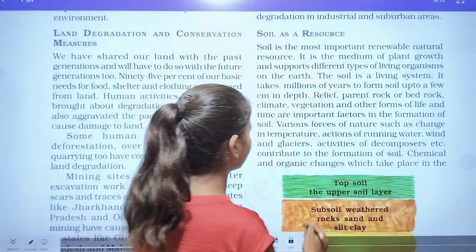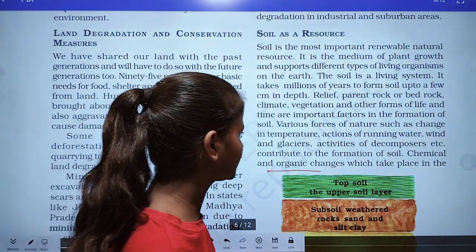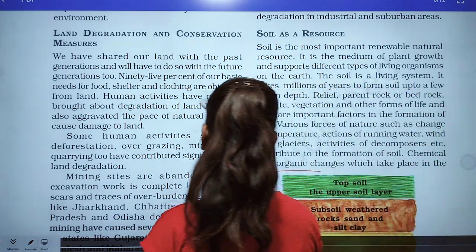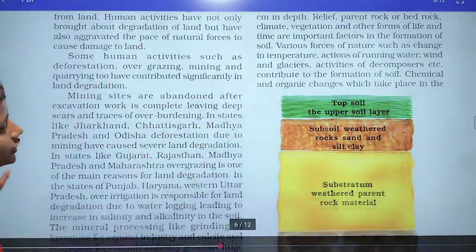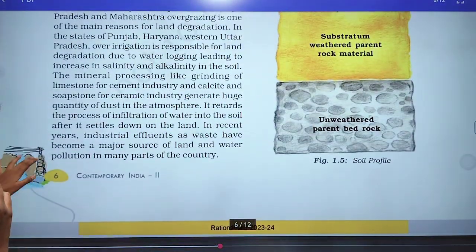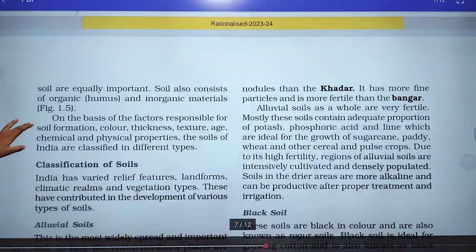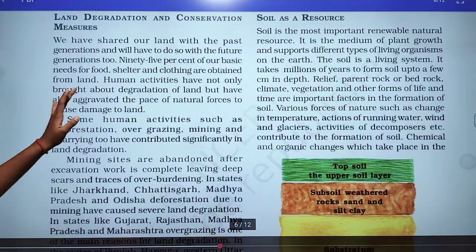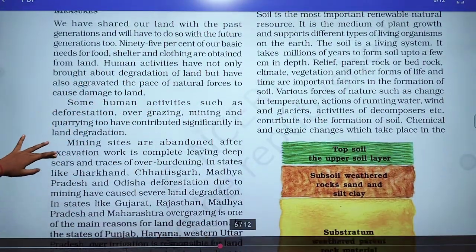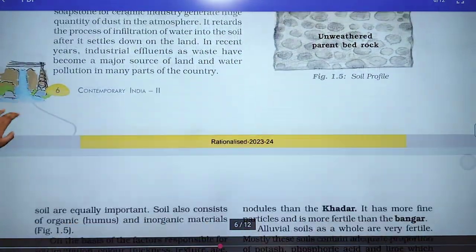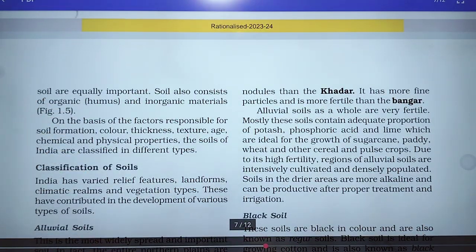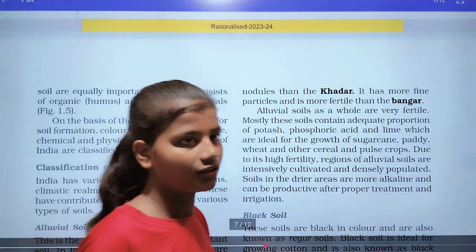Chemical and organic changes which take place in the soil are equally important. Soil also consists of organic and inorganic material.